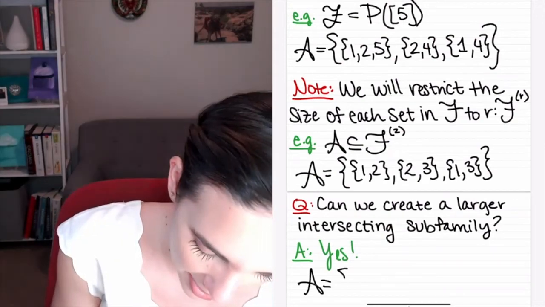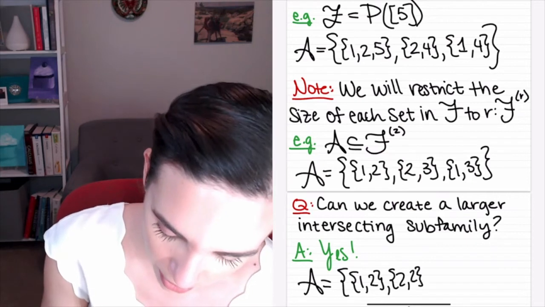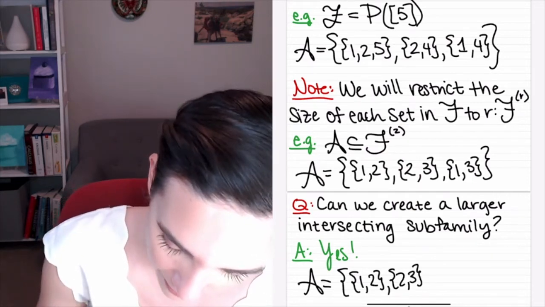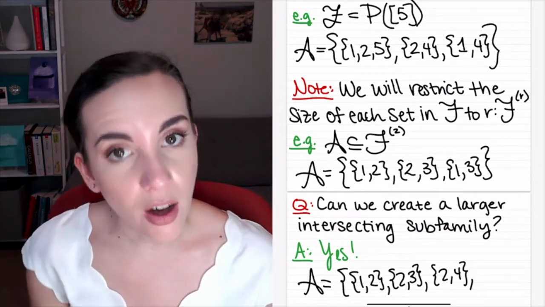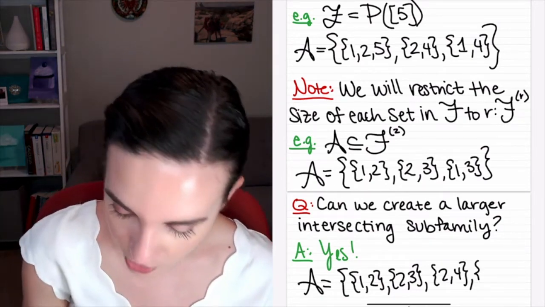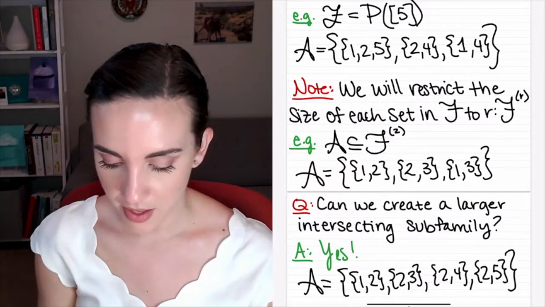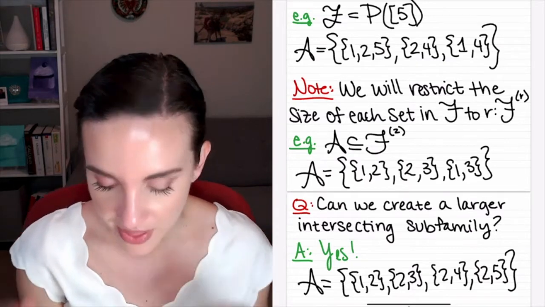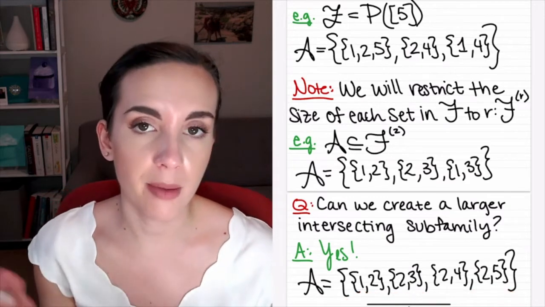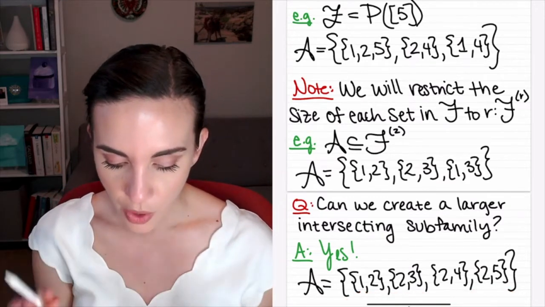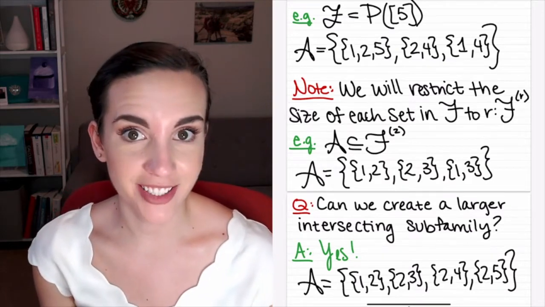If I had chosen 2, 4, so let's say I still have these first two sets, 1, 2 and 2, 3. And I chose 2, 4, then I also could have put in 2, 5. And actually, that would have been the only set that would have worked to make sure that this entire subfamily was intersecting.